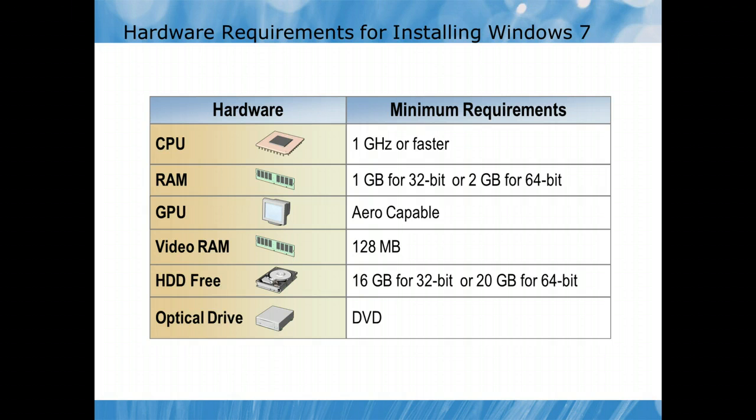The minimum requirements: a gigahertz CPU, a gig of RAM for 32-bit, 2 gig for 64-bit, if you've got a lot of time to wait. These are the minimums. CPU, Aero capable, video RAM 128 meg, and then hard disk 16 gig for the 32-bit and 20 gig for the 64-bit. This free hard disk space is to copy the temporary files from the installation media to the hard drive while it does the install, and then it's supposed to delete those.